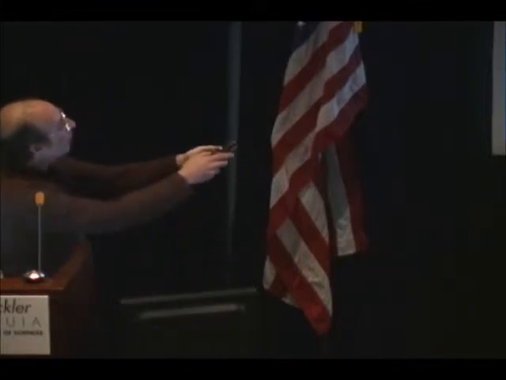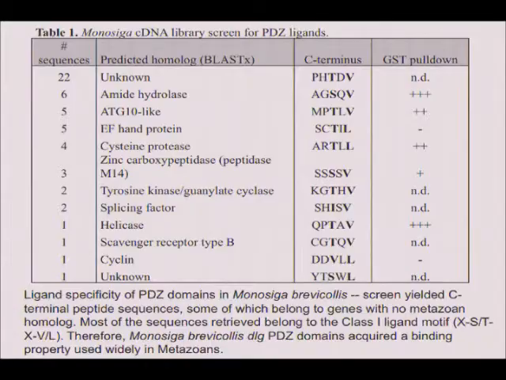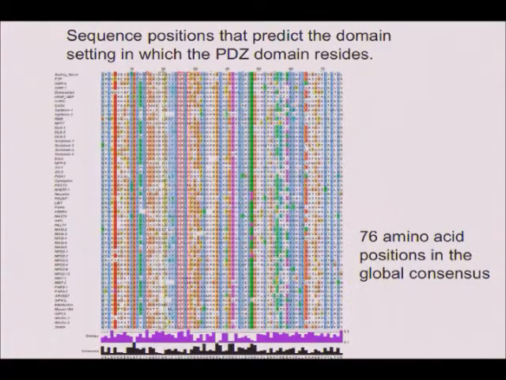But look at that. All of these strange proteins have this hydrophobic residue, usually a valine, at the C terminus. So the PDZ domain is acting like a PDZ domain. It's just that it's binding to a lot of other interesting stuff. So now the next thing we did was to collect all the PDZ domains. At first we just did bilateria.